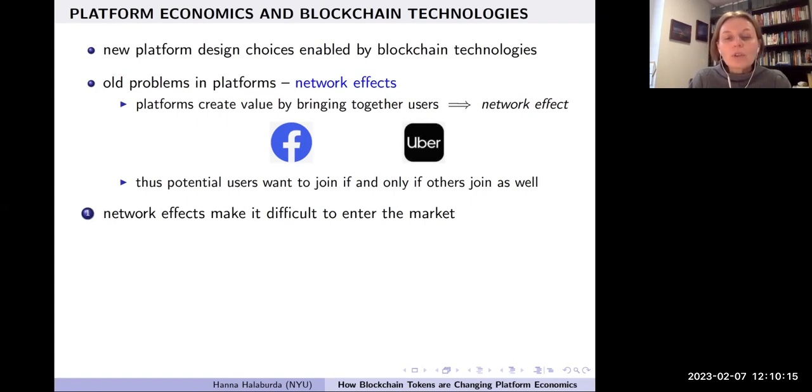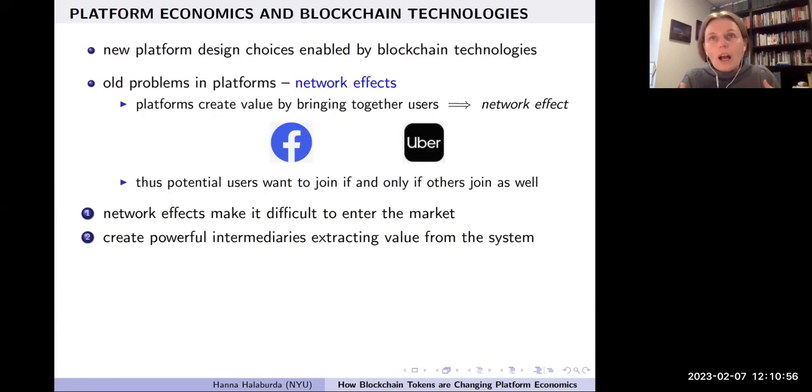So the result of this dynamics, I want to join if and only if other people join as well, is that network effects make it difficult to enter the market. If a new platform wants to enter a market with network effects, either they need to enter big, or they will probably fail to enter. It's really difficult to start Facebook with just 3 people. You need to start with most of the Harvard population, and then you want to grow very quickly to have a critical mass. The same with Uber. You need to sign up drivers and passengers before you actually go live, and it's often hard to do.